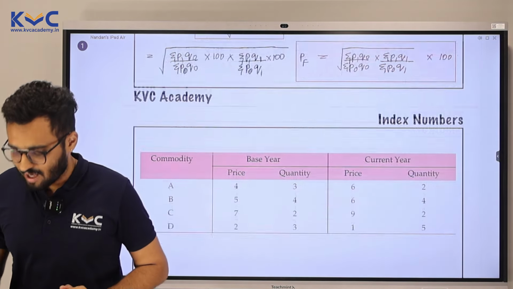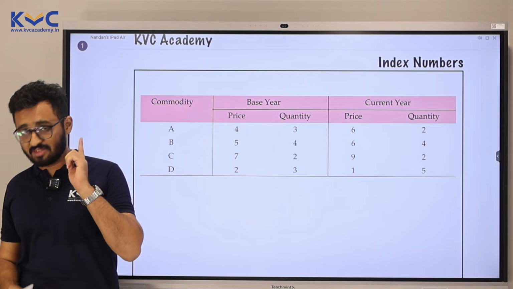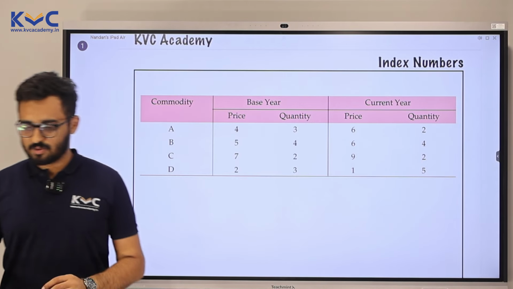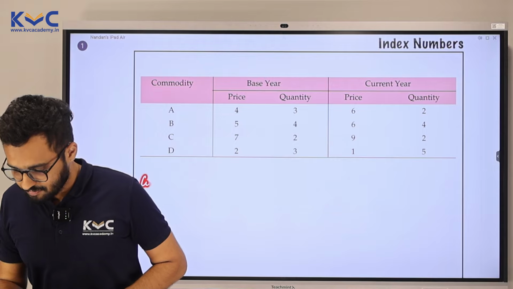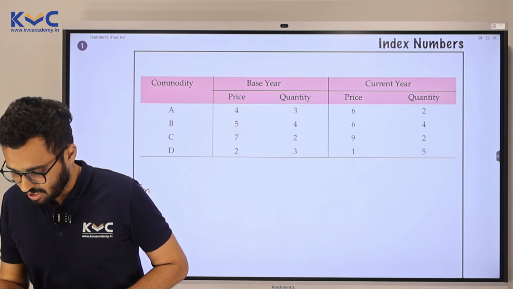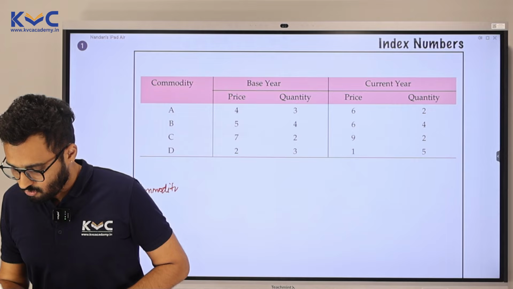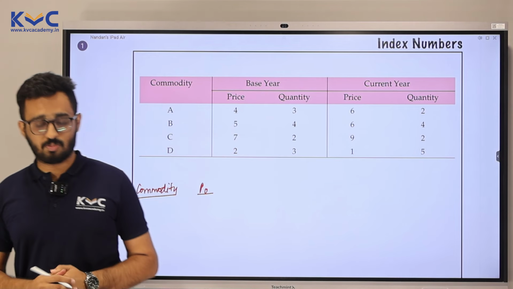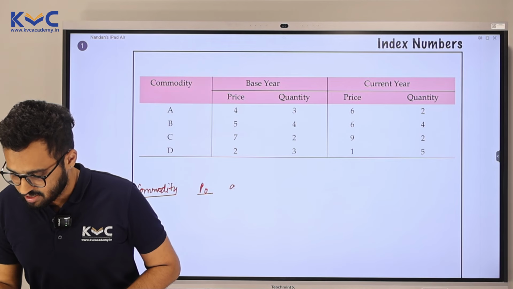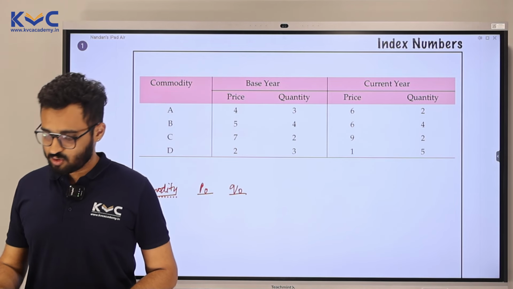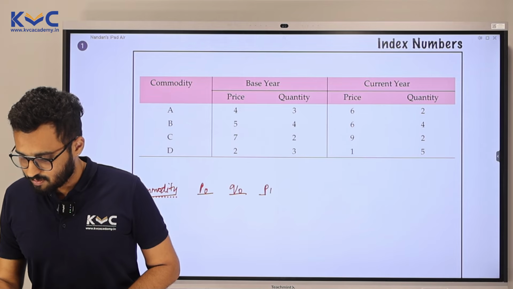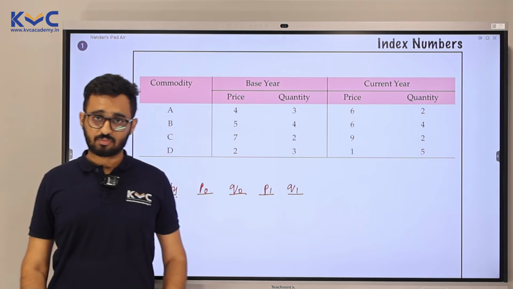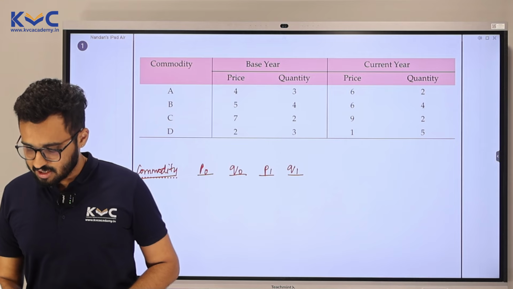Now let us take one single question and calculate all of this. Okay? Superb. So we have commodity. We have base year price. See, it is always represented as P0, P small, base year price. Base year quantity is Q0, current year price is P1, current year quantity is Q1. Okay, so this is what will be there in the question.